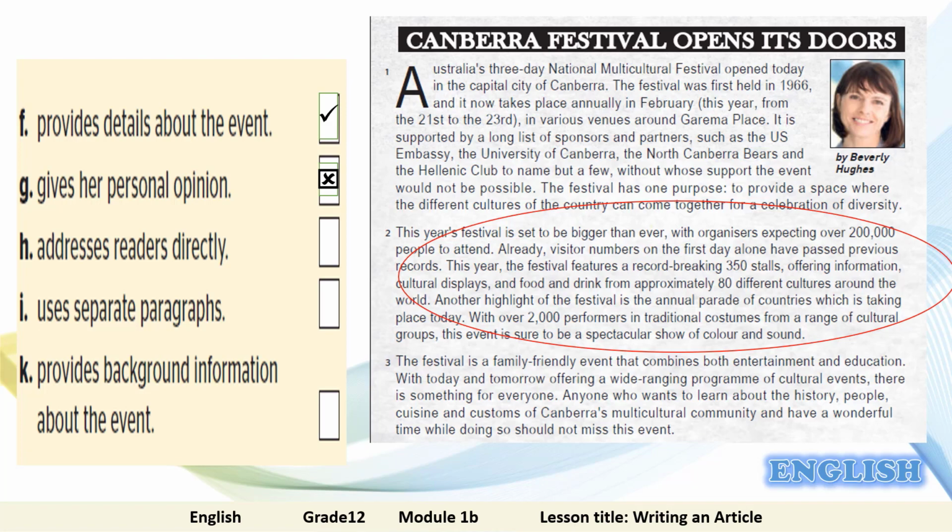No. Does she address the reader directly? Can you spot a you in the article? Unfortunately not. Does she use separate paragraphs? Let's see if there is a clear cut between each paragraph and the other. 1, 2, 3, which means she does use 3 separate paragraphs. Does she provide background information about the event? Definitely yes. Let's take a look here. The festival was first held in 1966. The origin of the festival.